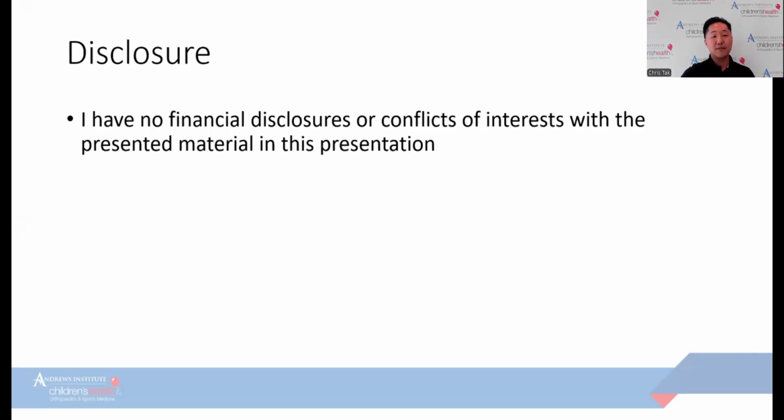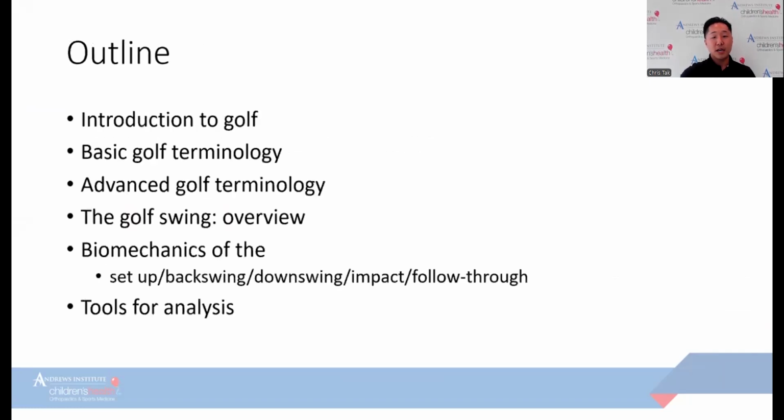So disclosure, I have no financial disclosures to state. Here are some of the few things that we will go over today: introduction to golf, basic golf terminology, advanced golf terminology, the swing overview, as well as the biomechanics of the setup, backswing, downswing, impact, follow through, and then tools for analysis to improve your game.